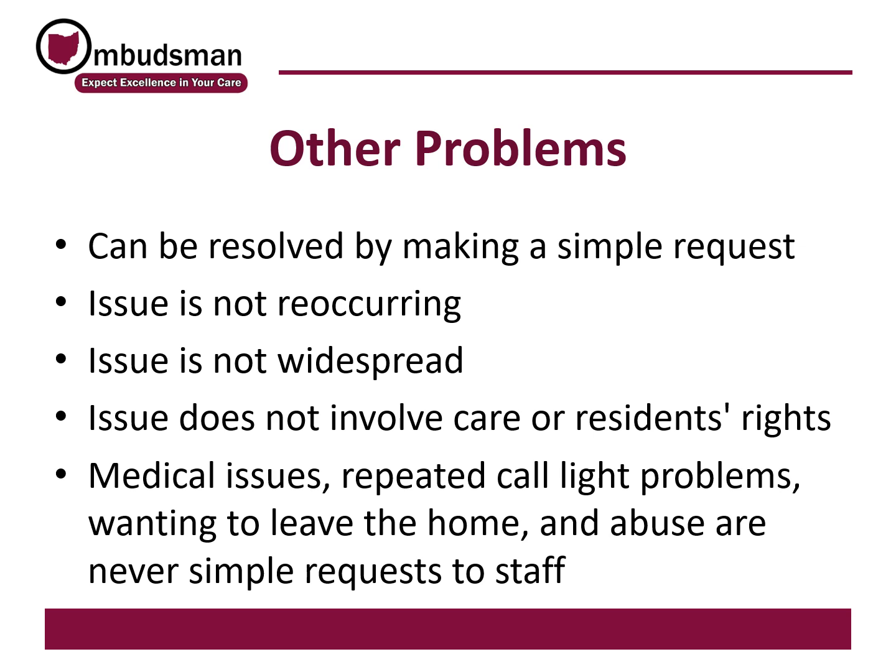Requests to staff are sometimes just quick fixes. They can be resolved by making a simple request and are not issues that are reoccurring or widespread. They don't involve care or right issues. A few examples of quick fixes include a light bulb that might be burned out in a resident's bathroom. You can make a request to have maintenance resolve it right then and there, and you're able to see it resolved or trust that it will be fixed promptly. Another example is if a resident's remote control has dead batteries. You can make a request to have the batteries replaced while you're there.